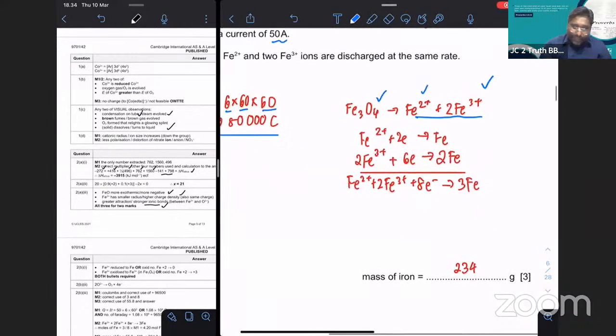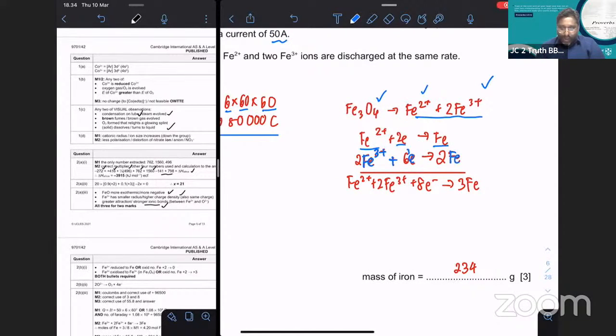So you see Fe2+, what will happen? If you have Fe2+, it's plus 2 electrons, then you are going to get Fe. If you have Fe3+, what will happen? You will have Fe3+ plus 3 electrons. Then I am going to have Fe.